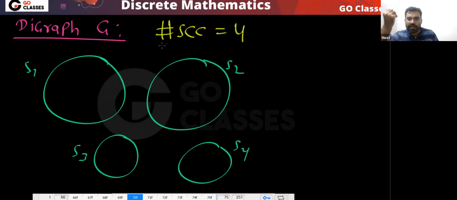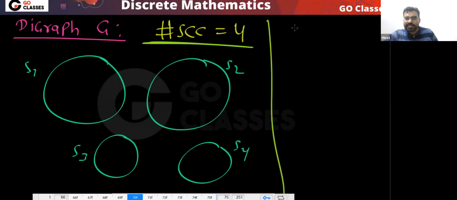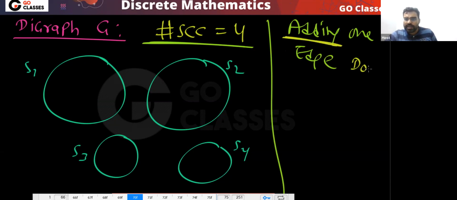Basically, by adding one edge, will they become less connected? They cannot become less connected. Very simple. By adding one edge, they will not become less connected. You are adding an extra edge, so adding one edge does not make it less connected.